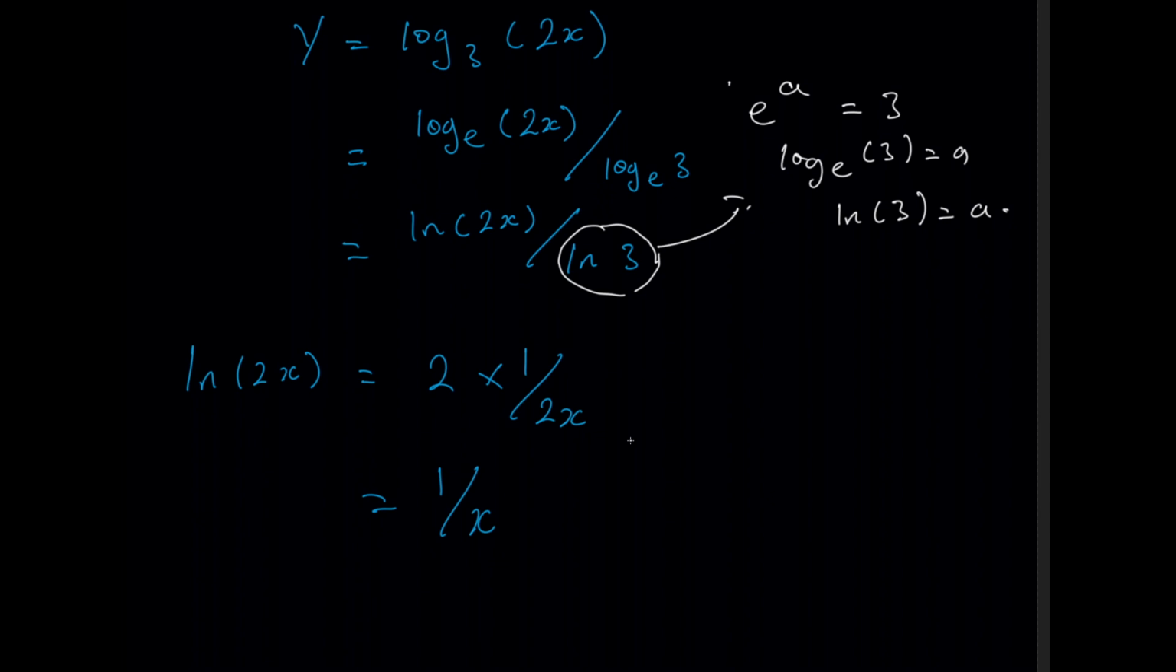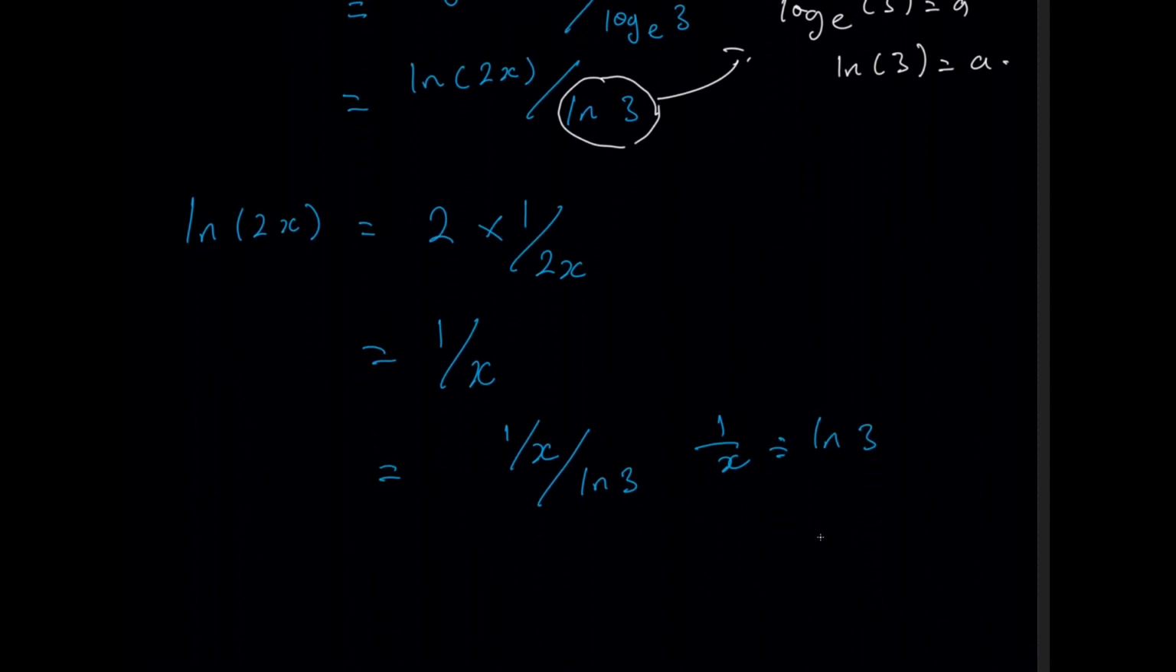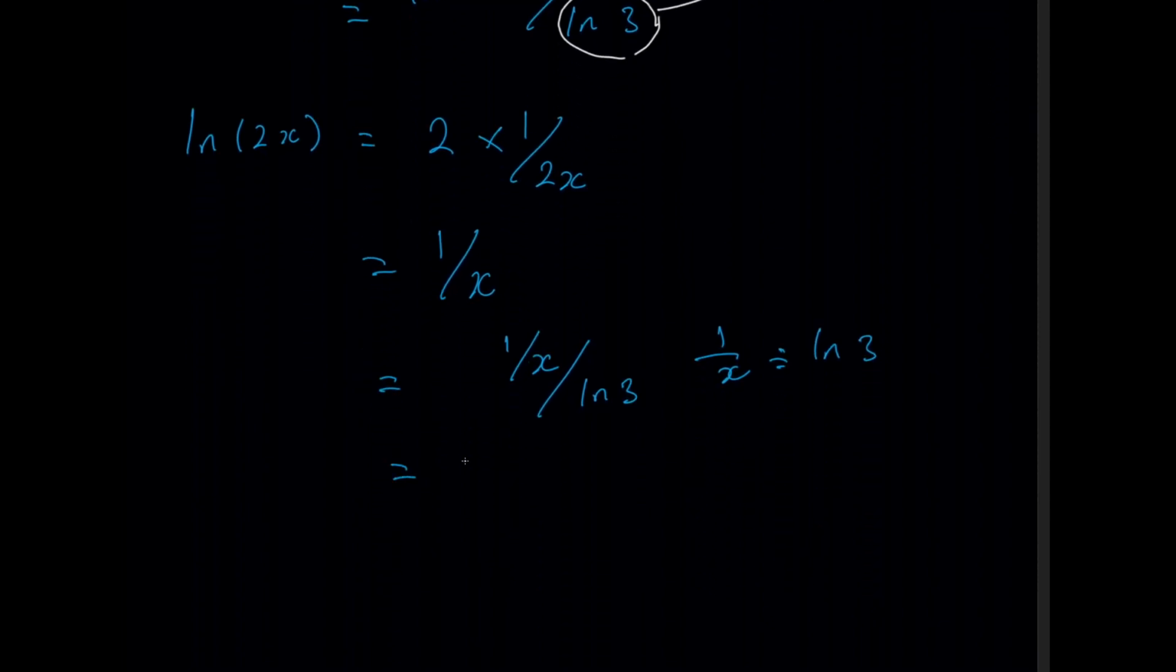Sorry, someone was at the door just now. Anyway, 2 times 1 over 2x, that's just 1 over x again. And so we can put that back in. We can say that's just 1 over x over ln 3, which is the same as 1 over x divided by ln 3. That's not a good way of writing it. That's the same as 1 over x times ln 3.